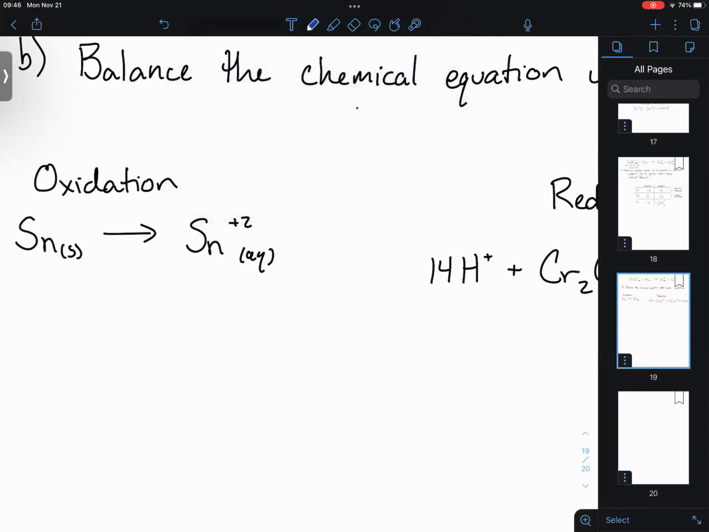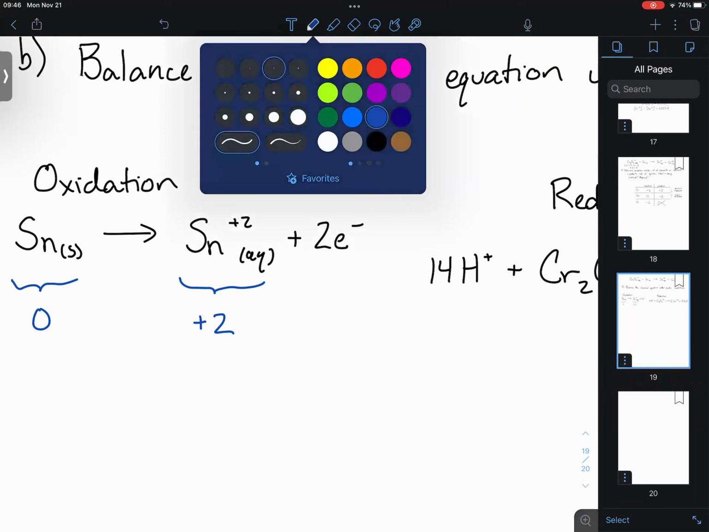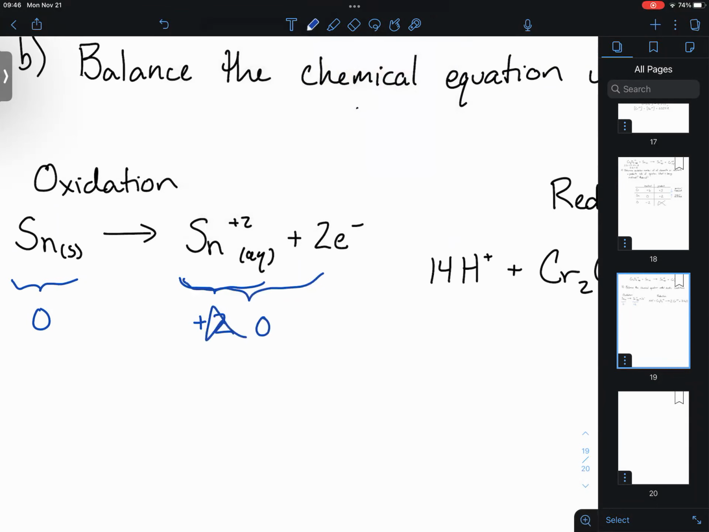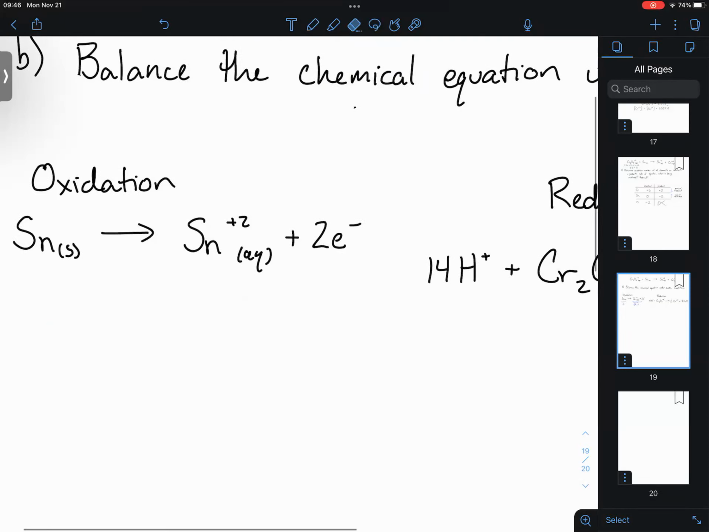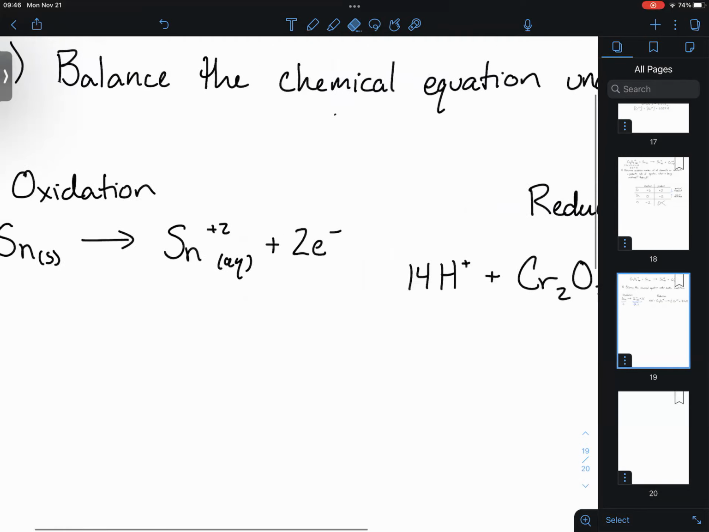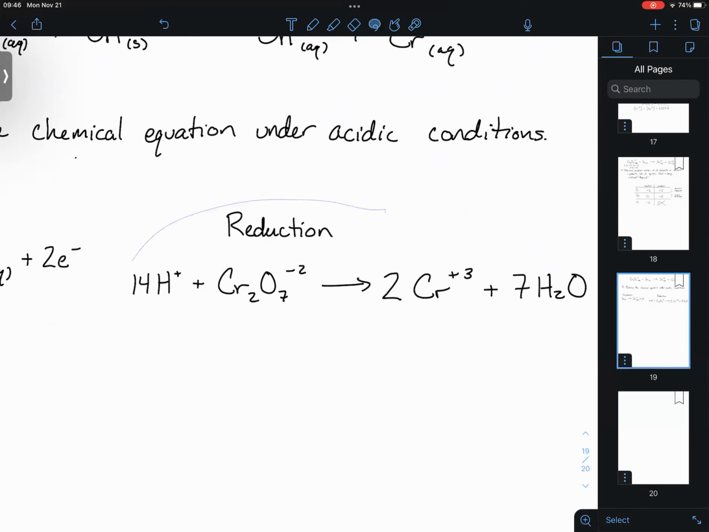Over here, there's no charge because it's neutral. Over here, I have a charge of +2. So I'm going to balance that out by adding 2 electrons to my product side. All right, so now if I take my net charge on this side, it's also 0. All right, so that's what we mean by charge balance. Make sure the net charge on both sides is 0. Let me move this down a tiny bit.